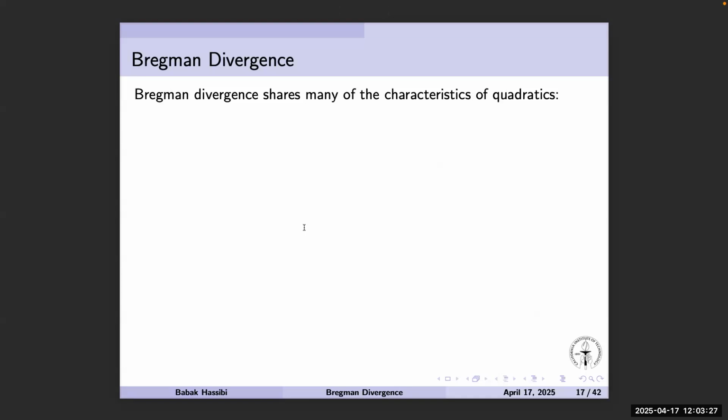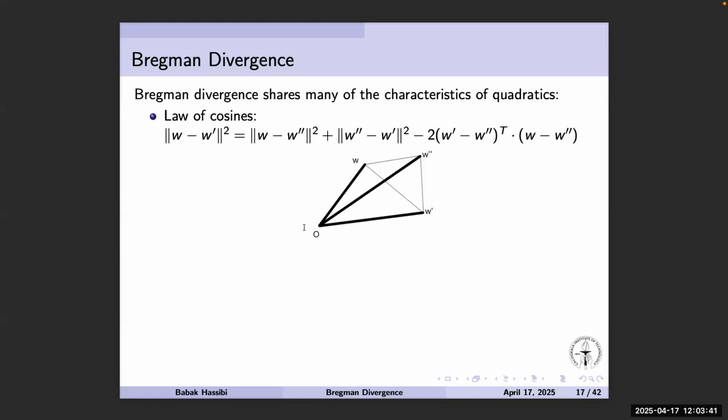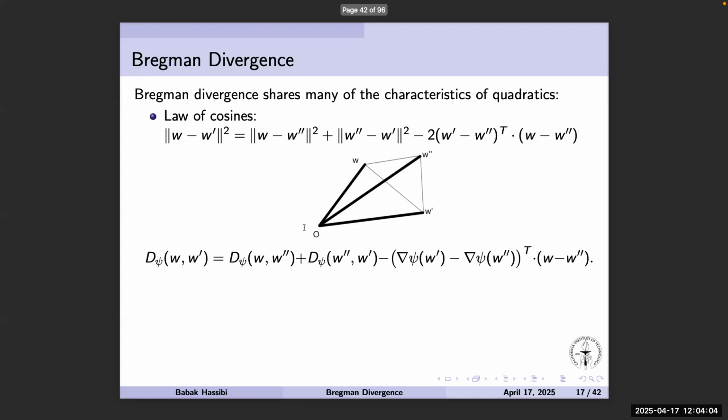So why do I care about this? Because we take the convex function and we remove the 0th and 1st order terms, you're left with quadratics and higher. It shares many characteristics of quadratics. I'll show you a few. From high school trigonometry, you probably remember the law of cosines. I have a triangle here. I'm not good at my high school trigonometry, but there's a Bregman divergence counterpart to it.